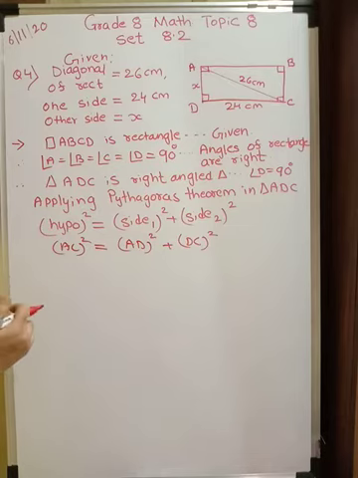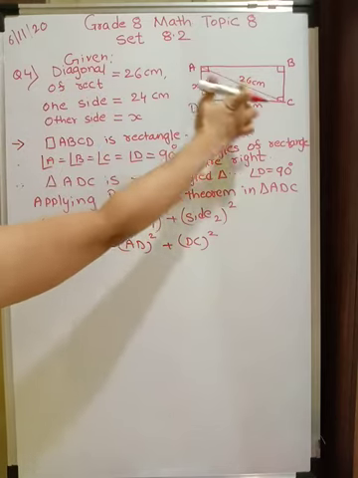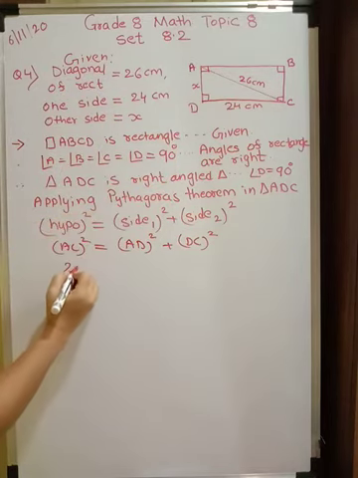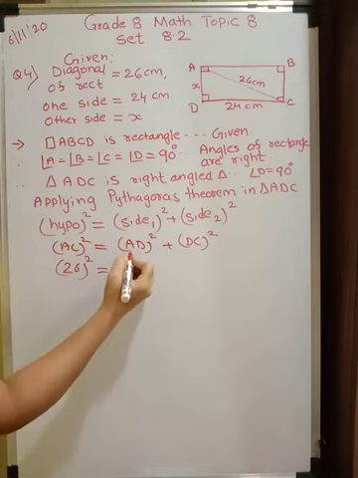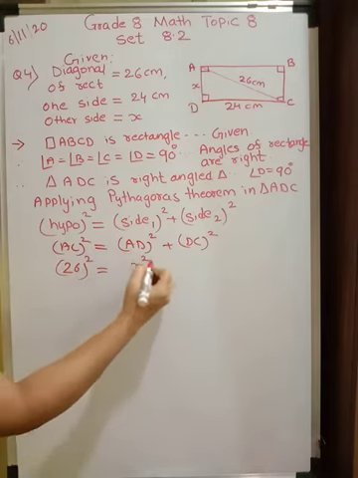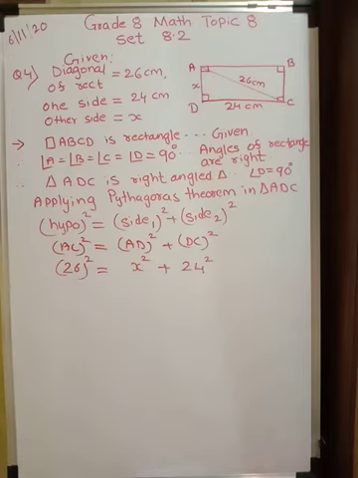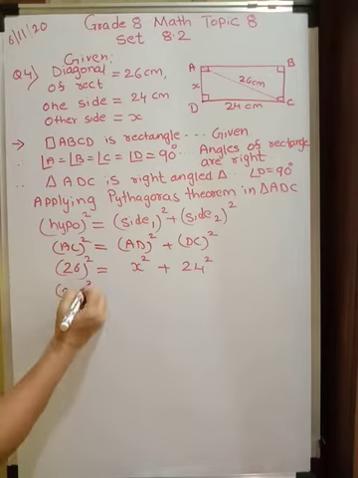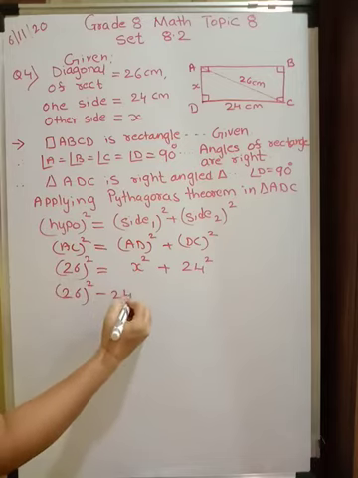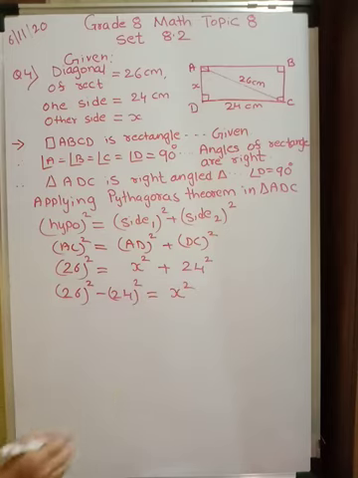Now substitute the values. What is AC given as? AC, that is diagonal. Can you see this is the diagonal? So AC is 26. So I am writing here 26 square is equal to, what is AD? AD is x, x square plus 24 square. Is this clear? Okay. So I have 26 square minus 24 square will be equal to x square.